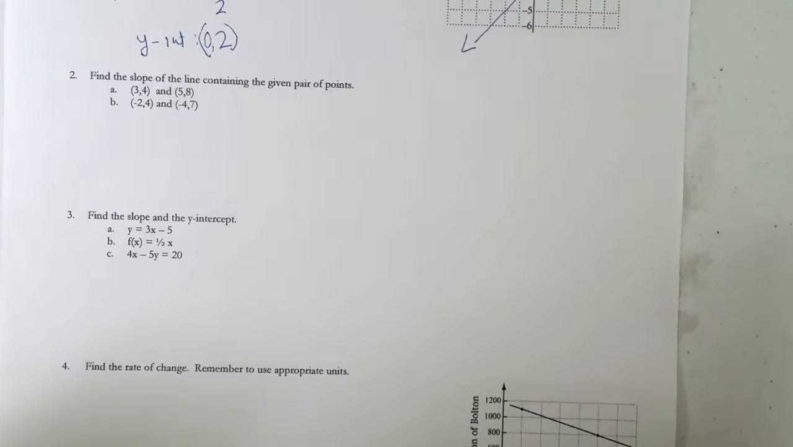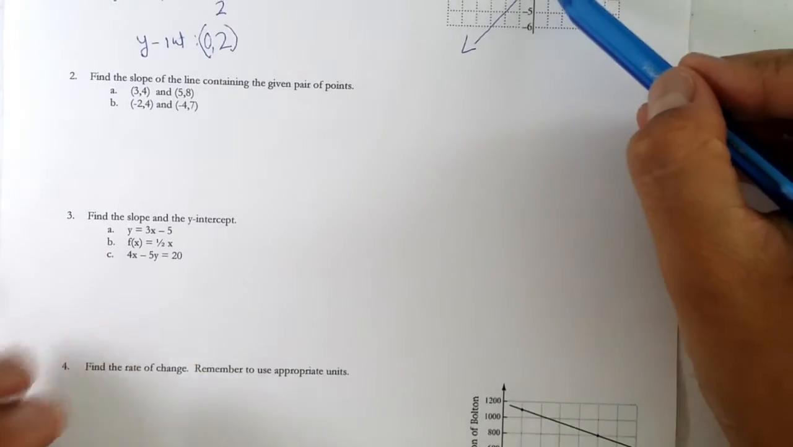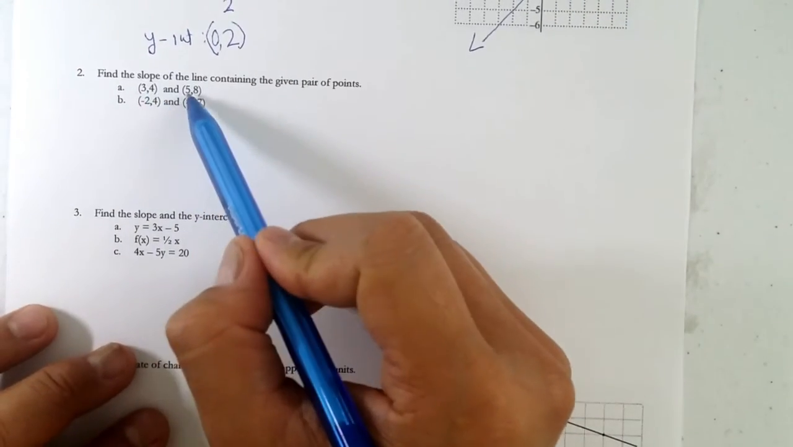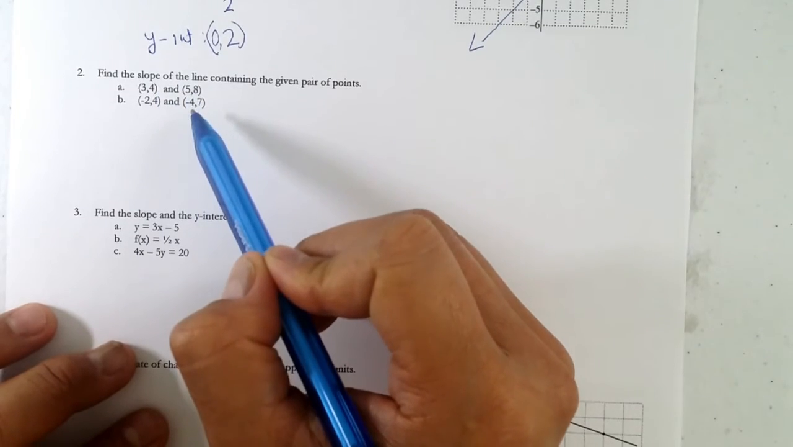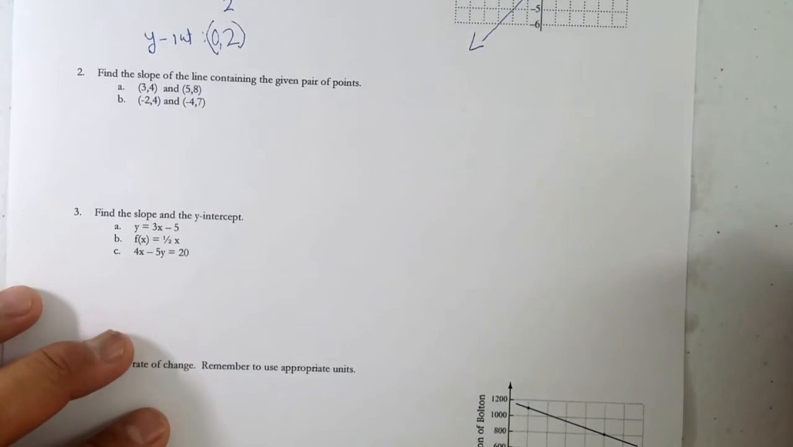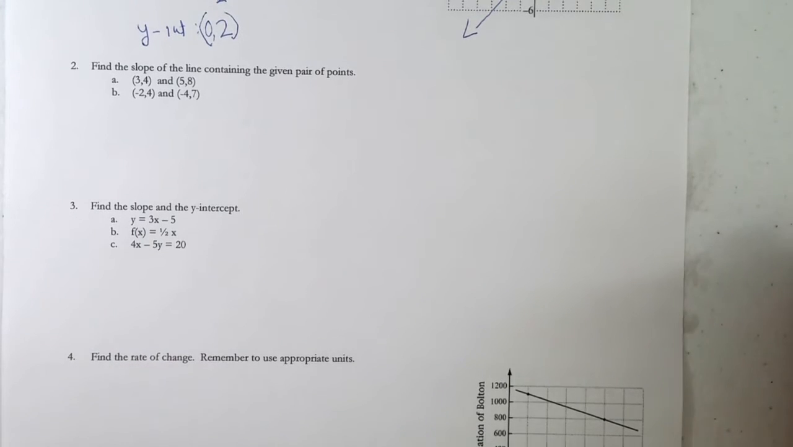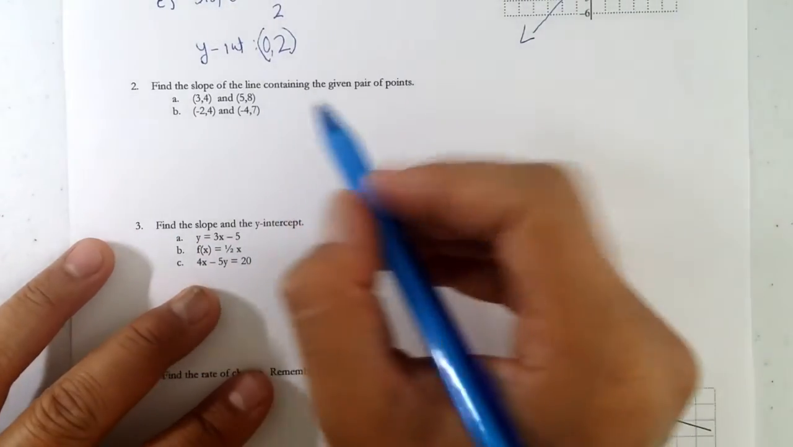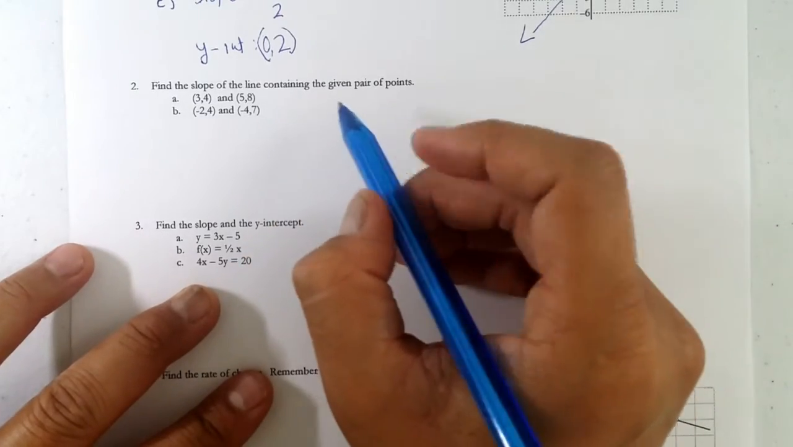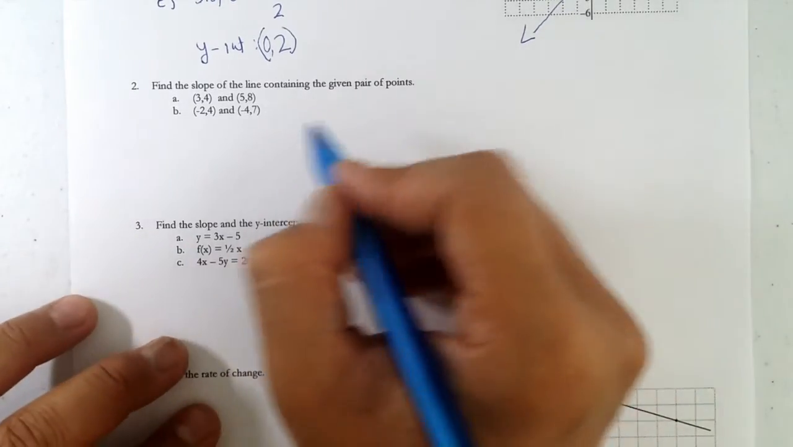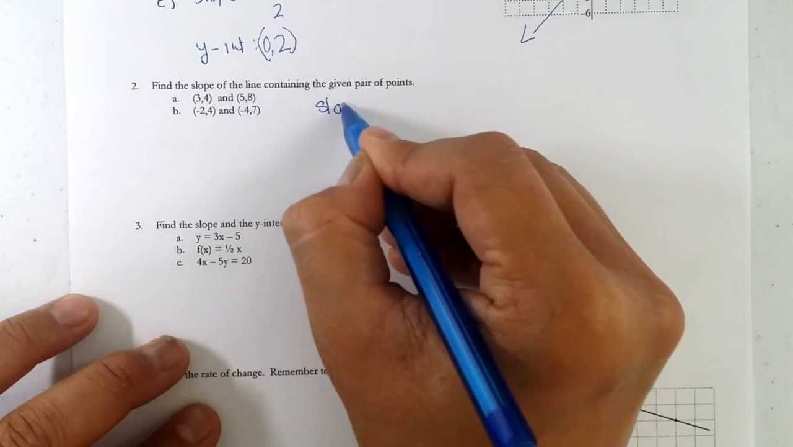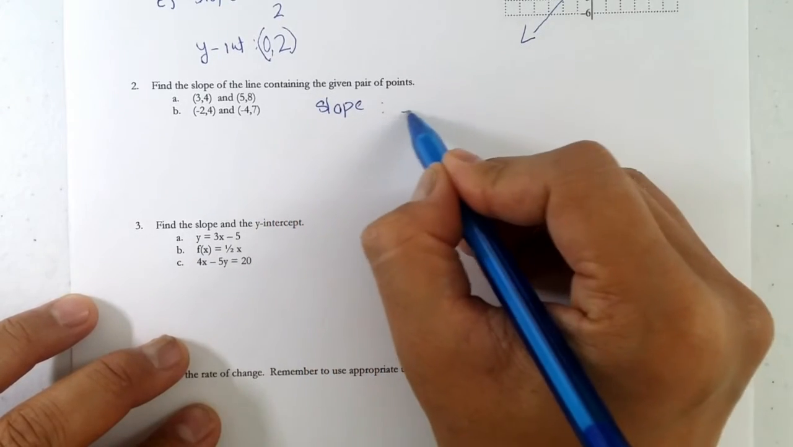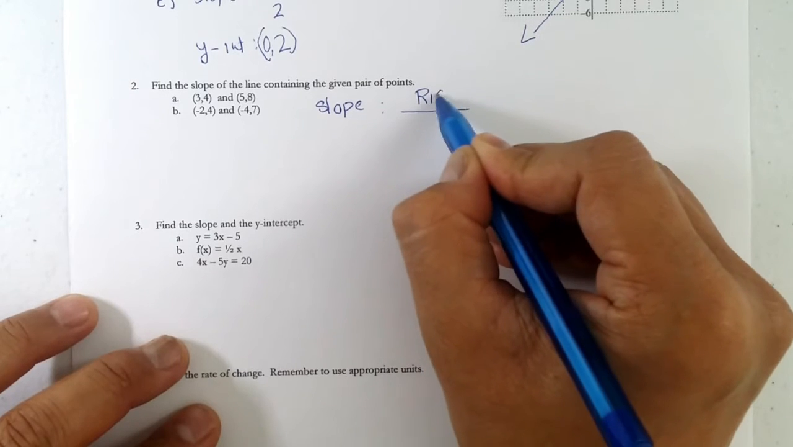Now, remember that to graph a line, you need 2 points. So these 2 points form some type of line, and what we want to know is the slope for that particular line. Is there a way to do it without looking at the graph? And the answer is yes. So given 2 points, we can find the slope by doing rise over run. So slope equals rise over run.